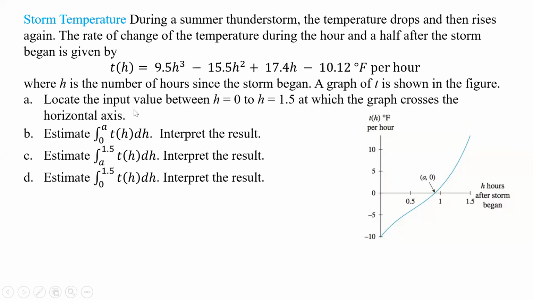What we're supposed to do is locate the input value between H is 0 and 1.5 at which it crosses the horizontal axis. So we're supposed to find that A. Then we're supposed to estimate the integral between 0 and A of T of H dH and interpret the result. Then between A and 1.5, and then between 0 and 1.5. So all of those things we're supposed to do. All right, so things to do. First, find that A. So let's use our calculator.